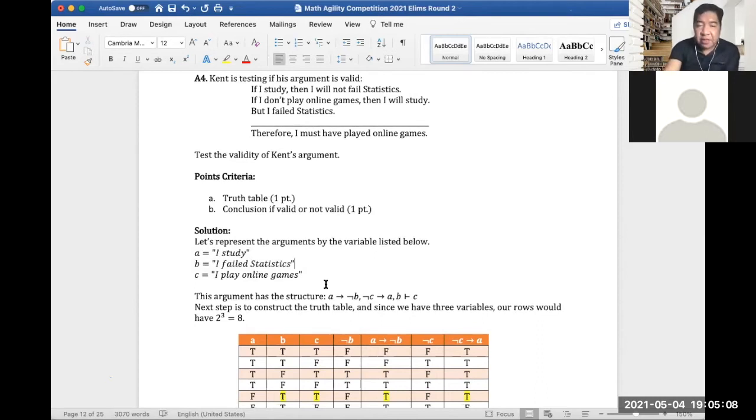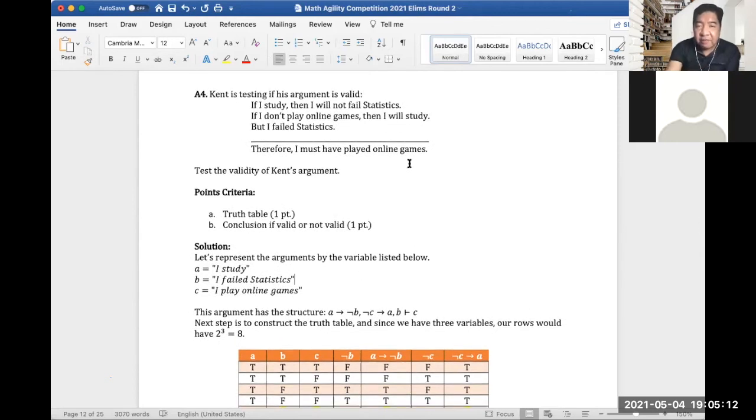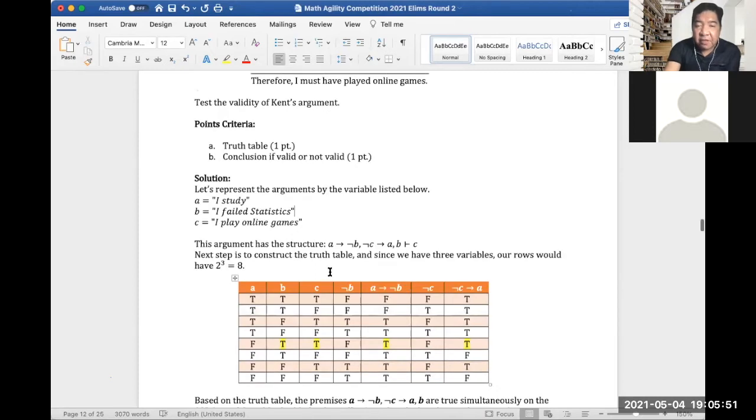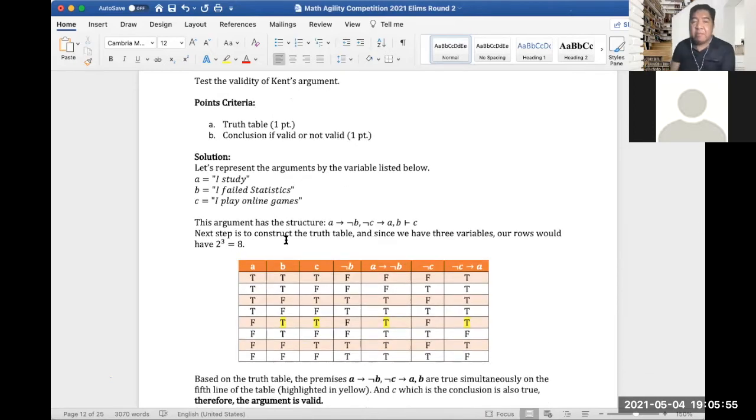Okay. So this argument has a structure. We just follow what is given above. So A implies not B, so I will not fail. That's the negation of B. And then the next premise is if I don't play online, so that's the negation of C, right? That implies A. Then I will study. So A is not a negation. And therefore B, so I failed statistics. Therefore, I must have played online games, which is C. Okay, since we have three variables here, we would be able to form 2 to the third power, which is 8 rows, right?